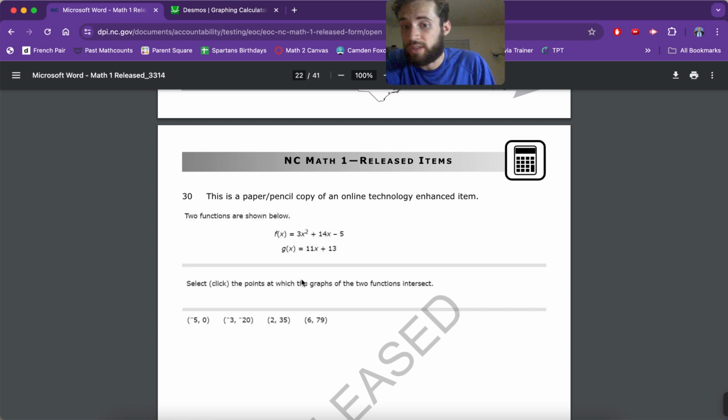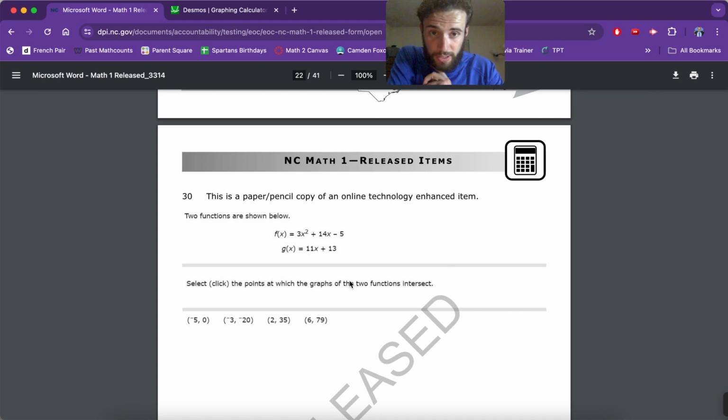And then you have to plug them back in to find what the y values are. That's the tricky part: even if you solve for the x values, you need to then plug them in to solve for y. But you can actually plug them into this linear one, and that would be a lot easier. So -3 times 11 is -33, plus 13 gives you -20. And then 11 times 2 is 22, plus 13 is 35.